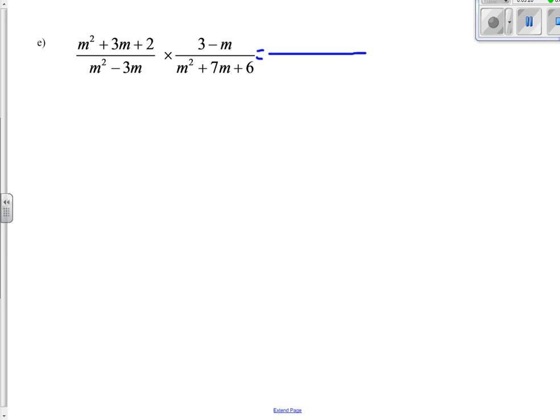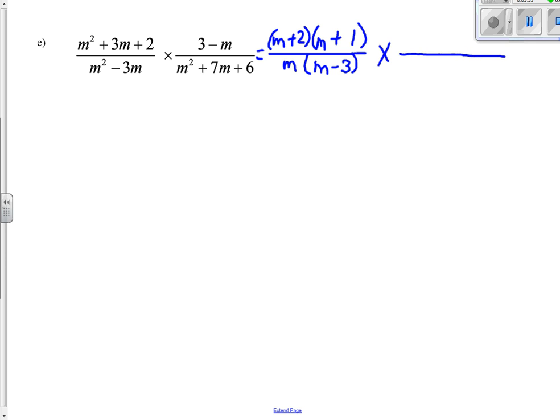The numerator of the first rational variable expression: I have a simple trinomial. That means I factor it like so. I have an m for my firsts, two numbers that multiply to 2 and add to 3, 2 and 1. On the bottom, it almost looks like a difference of squares, but it's not. It has a greatest common factor of m times m minus 3. Fully factored, written as multiplication, I can look to divide out common factors from a top to any bottom.